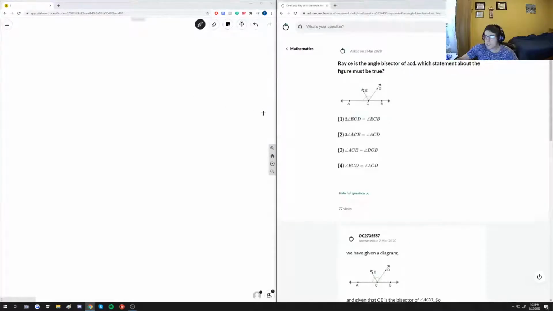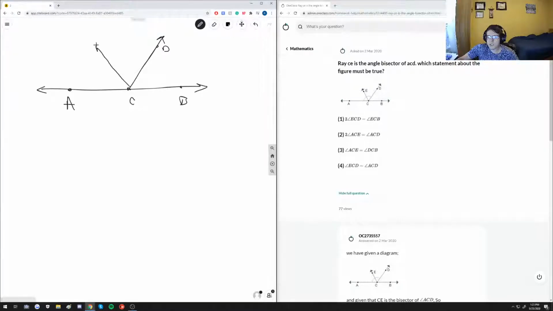Okay, so next question. Ray CE is the angle bisector of ACD. So let me just actually draw this diagram out here. So we're going to have A, we're going to have B, C in the middle here, and then D coming out like this, and E coming out here. Okay. And we're asking ourselves which statement about the figure must be true if CE is our bisector.